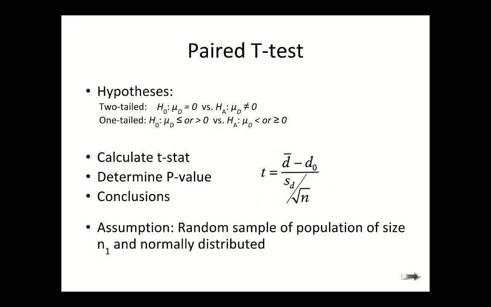Or you could state a one-tailed alternative hypothesis and add directionality, where the mean difference is greater than or less than 0. After stating the hypotheses, you calculate the t-stat, determine the p-value based off the degrees of freedom, and state your conclusions. The conclusion for our example may be the following: there's enough evidence to reject the null hypothesis, which suggests that there is a significant difference in serotonin levels after a subject takes placebo or treatment.